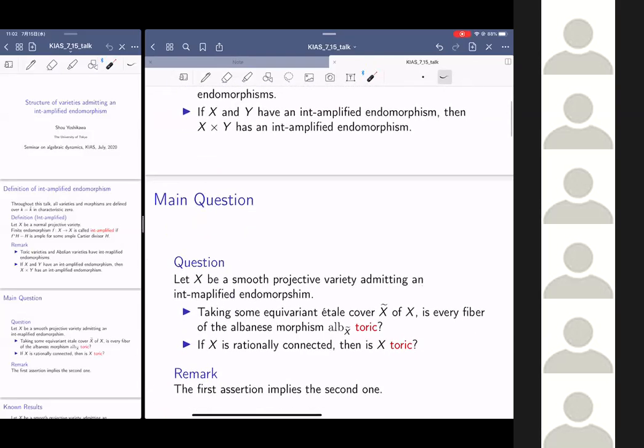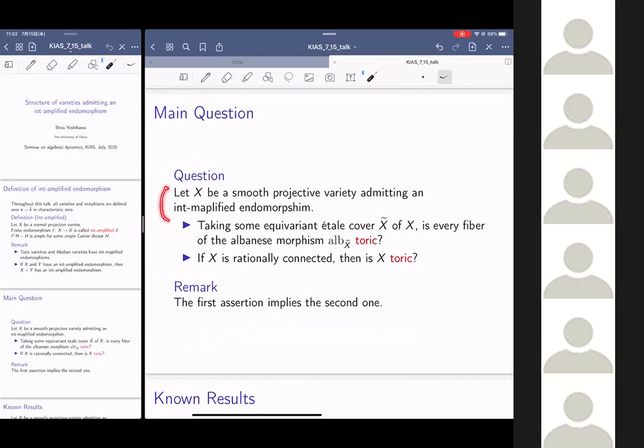Now I want to answer the following question. Let X be a smooth projective variety admitting an int-amplified endomorphism. Then, taking some equivariant étale cover X tilde of X, is every fiber of the Albanese morphism toric? Here equivariant means some iteration of F induces an endomorphism of X tilde. This is the first question. And the second question is: if X is rationally connected, then is X toric?